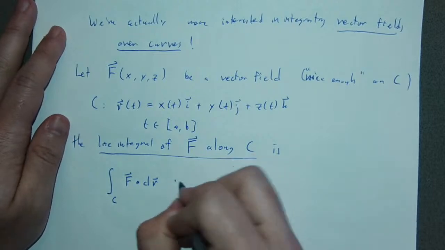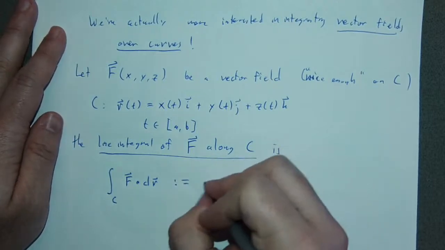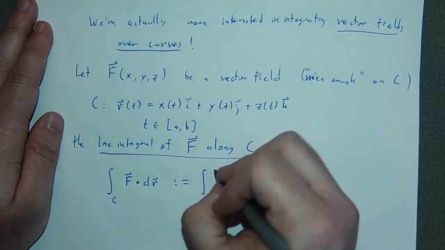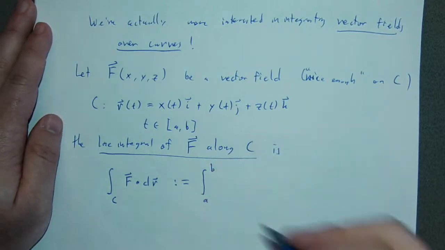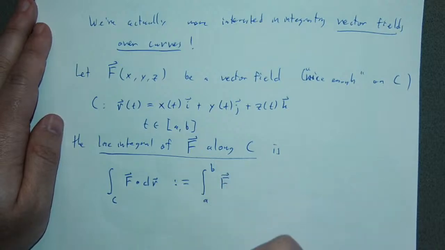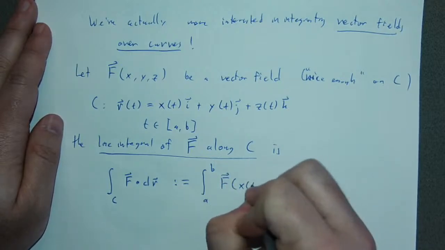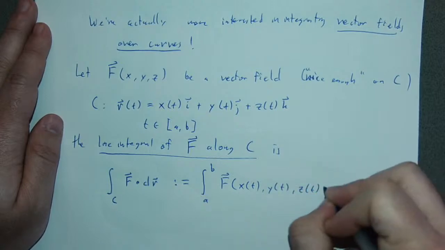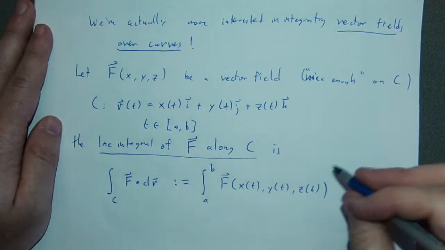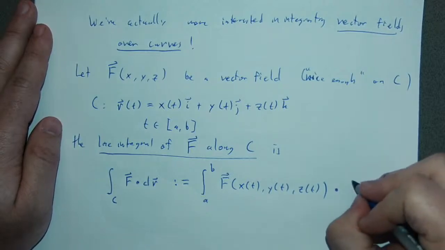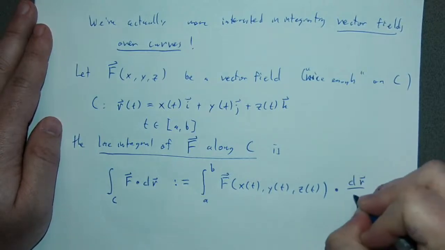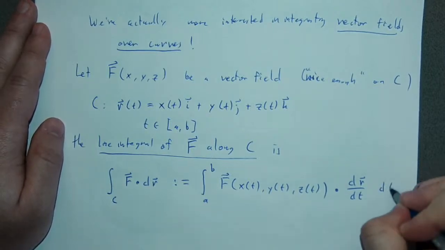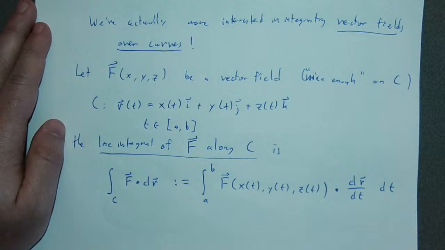The way this is defined is that this is the integral from a to b of my vector field F with my parameterization plugged in, dotted with dr dt. And that is the thing that I integrate dt.